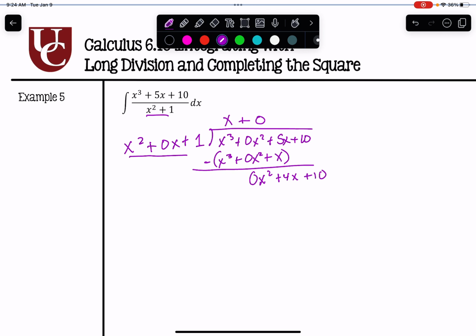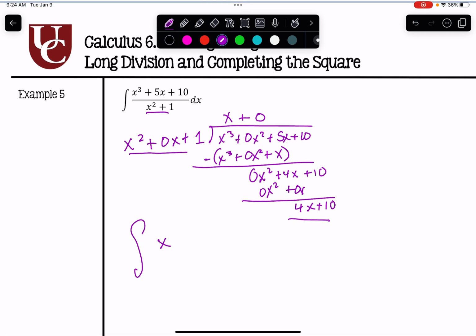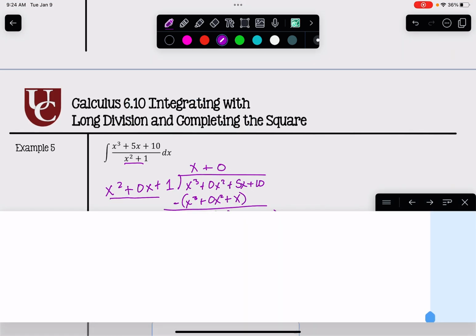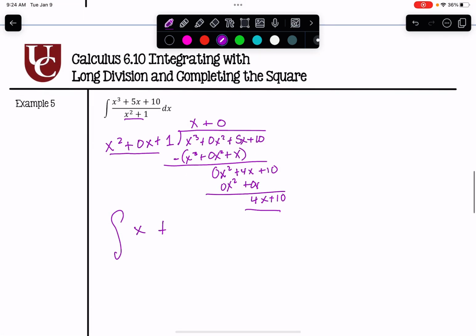And so then I would get 0x squared plus 0x, and you end up with 4x plus 10 as your remainder. So rewriting this, it's x, and I'll just leave out the plus 0, right? Plus 4x plus 10 over x squared plus 1.